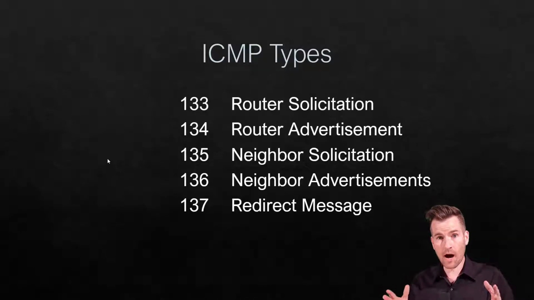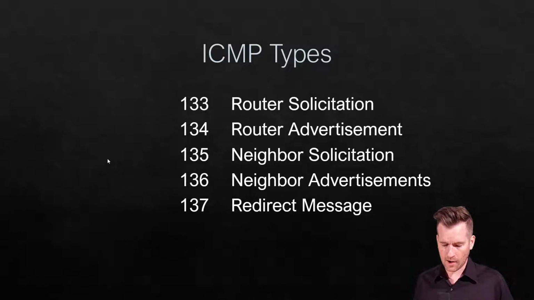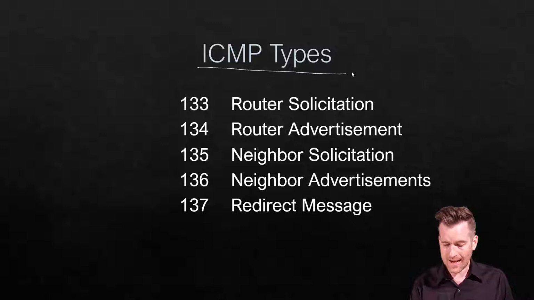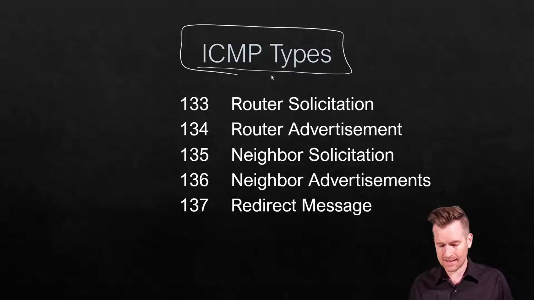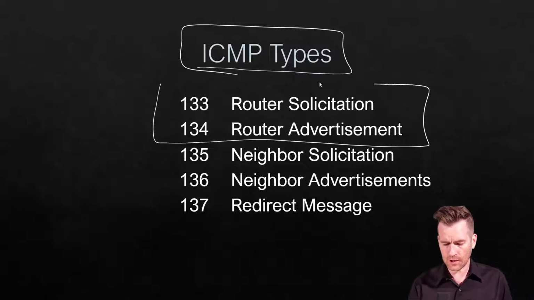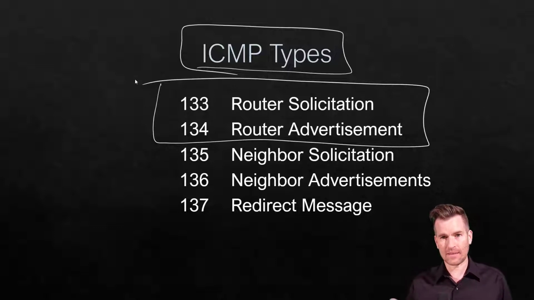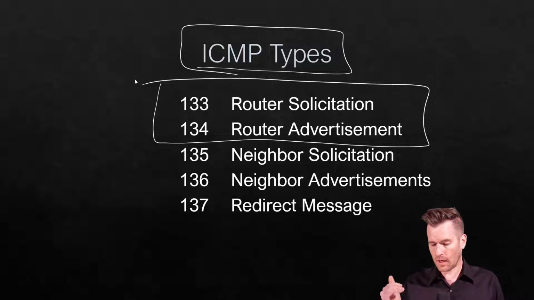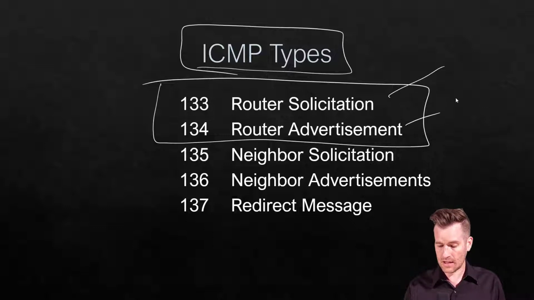When we're talking about router solicitation and router advertisements, we're talking about ICMP packets that get sent out, and those are the type 133 and 134. It's something that we've discussed in a prior video, so I won't get real in-depth into it. Just know that we are talking about the router solicitation and router advertisements.